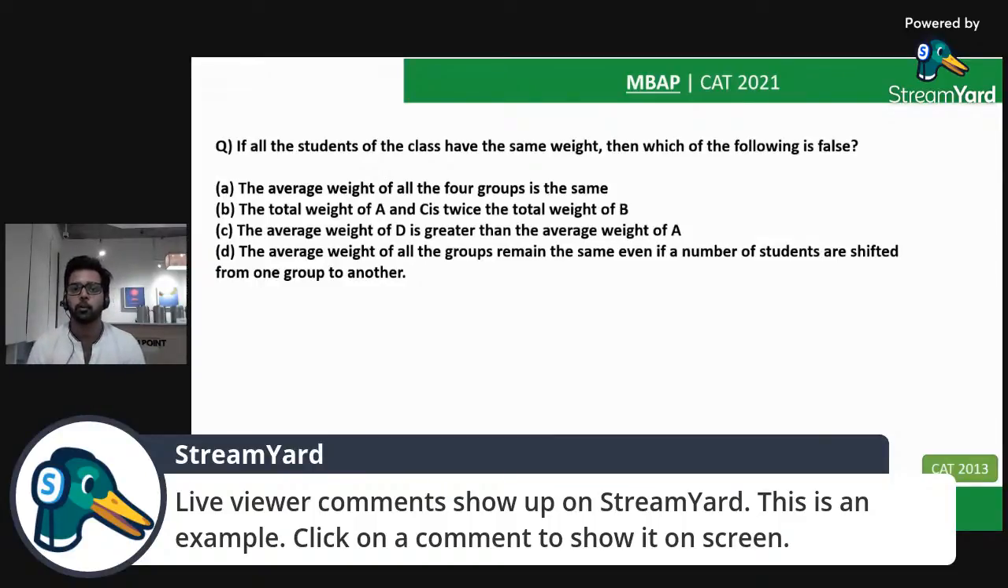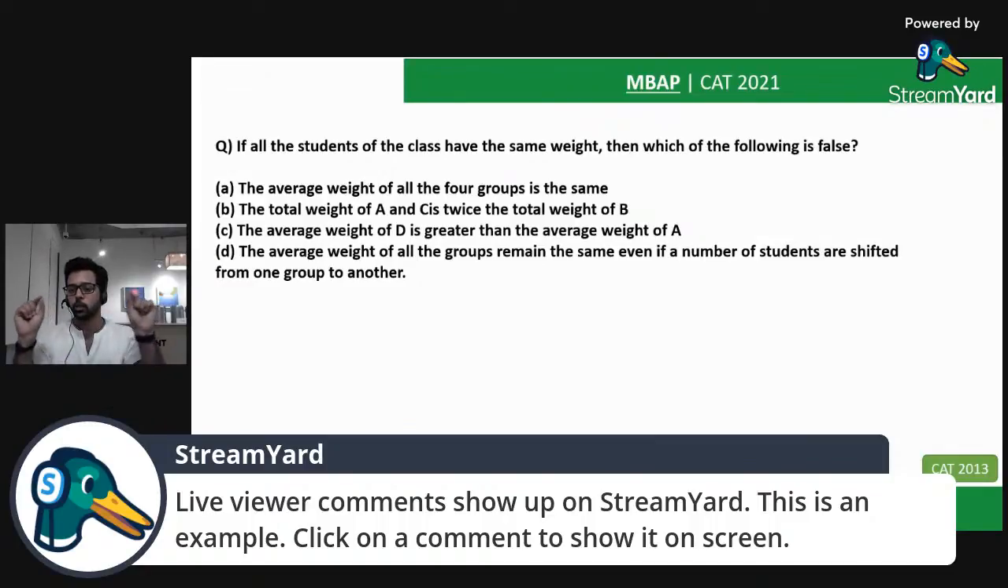The average weight of all the four groups remains the same. Yes, if all of them are equally weighted, irrespective of the number of students, the average weight will remain the same. So the first is right. Second, the average weight of A and C is twice the weight of B.